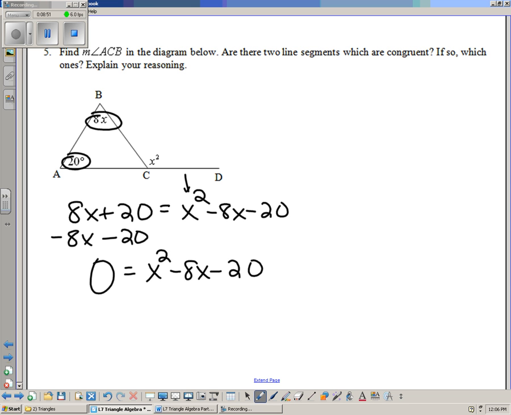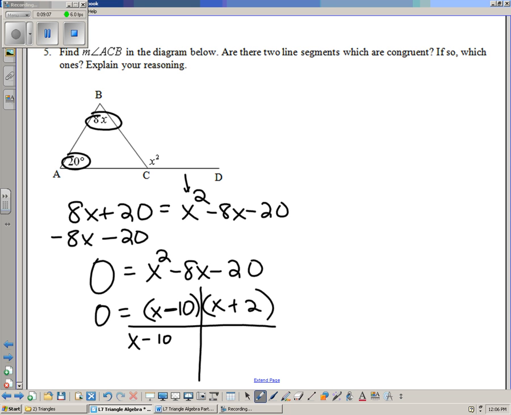And this is all algebra from last year. This needs to be factored, and it factors into x minus 10 and x plus 2. Setting each factor equal to 0, we get x equals 10 and x equals negative 2. We have to reject the negative solution because this is a geometry problem. X cannot be negative because that would force, say, for example, angle B to be negative 16 degrees, which is unacceptable. So we were asked to find the measure of angle ACB.